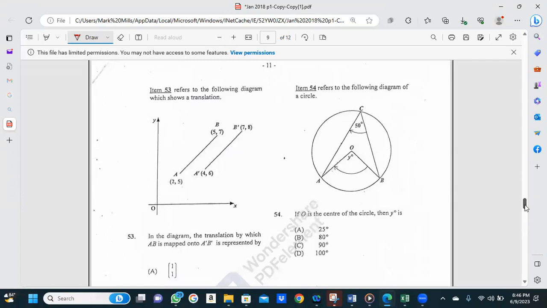So item 54. What's the value of y? Who can tell me what? 2x right there. 2x, which should have been what? If x is 50, what would be the y? 100. Thank you. So you multiply, that is 2 times the 50.